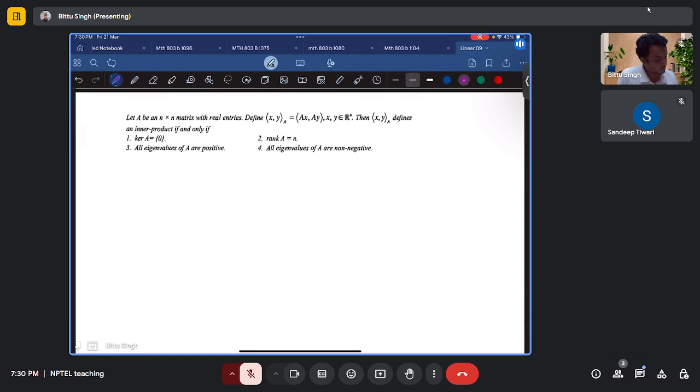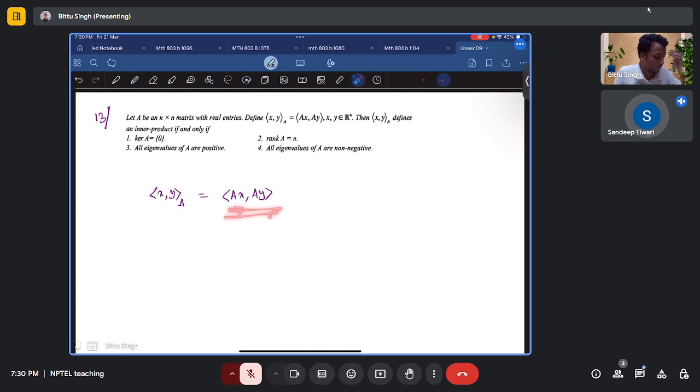So now let us check the next question, 13. Here A is an n by n matrix and the inner product of x comma y is defined as the inner product of Ax comma Ay with respect to Rn. This is something new, and we need to check when this will be an inner product.